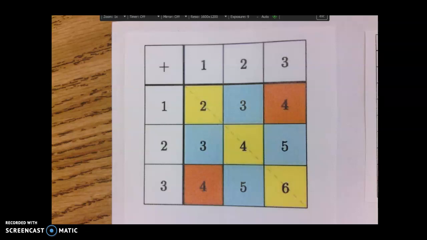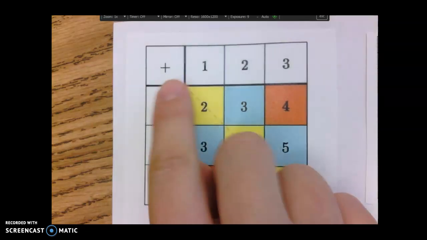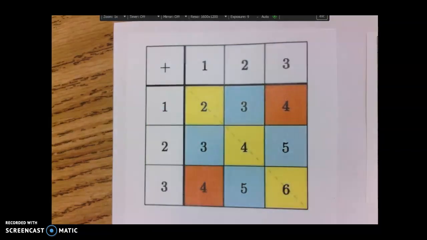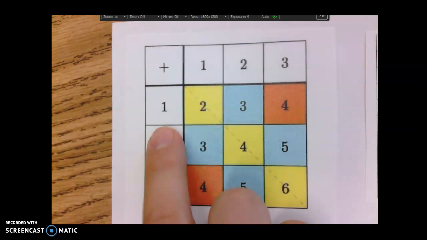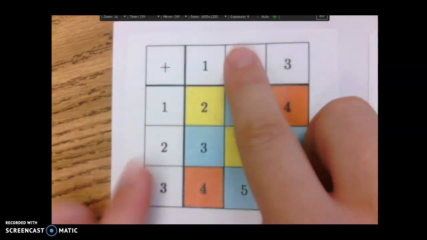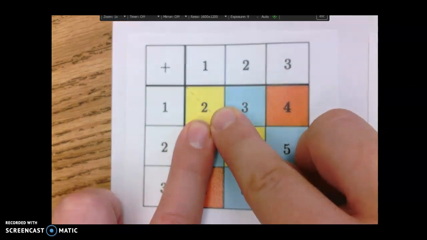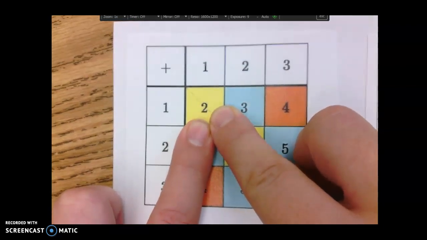But I hope that you noticed something right here in the top corner. This is a plus sign, which means that this is going to be an addition chart. We can use this chart to help us find and solve addition facts. So if I wanted to know what 1 plus 1 is, I would take my fingers on the two ones and slide them down and I would see 1 plus 1 equals, yes, 2.